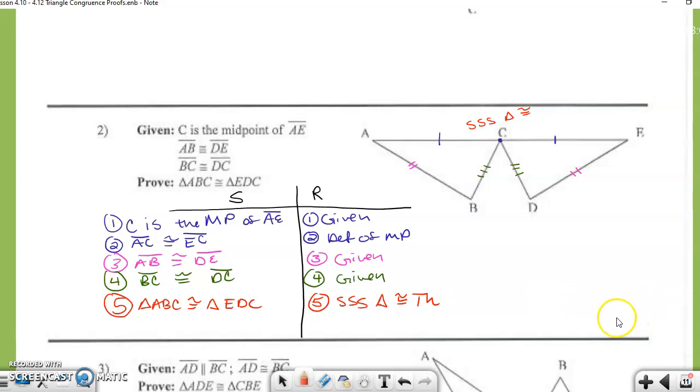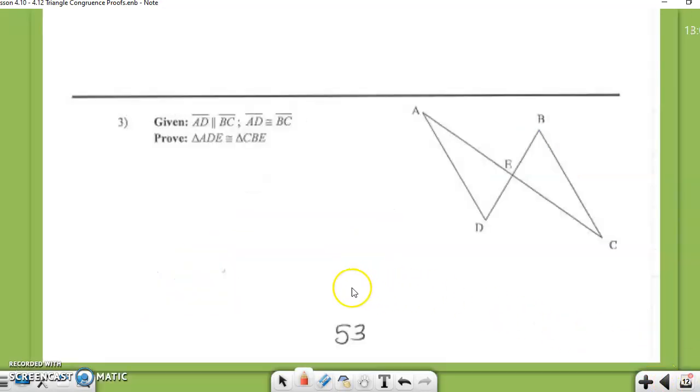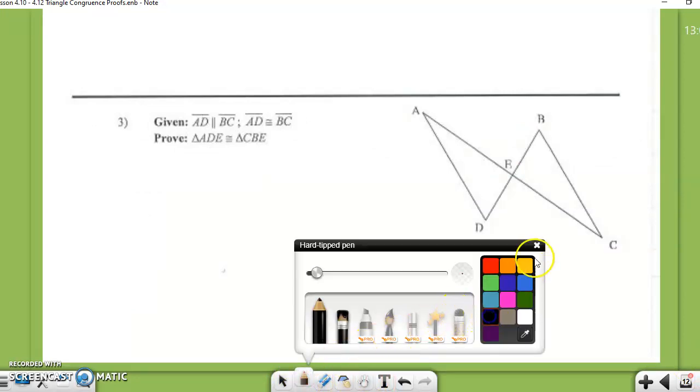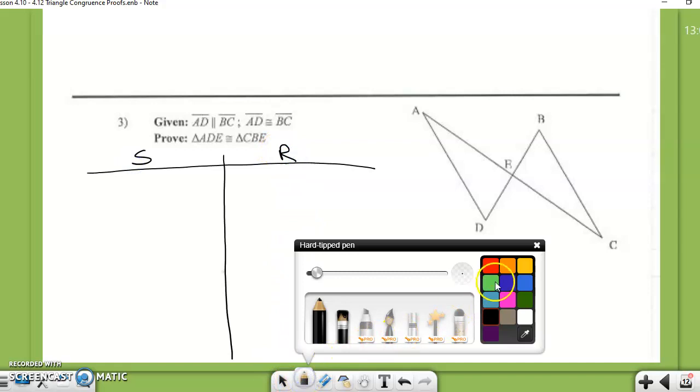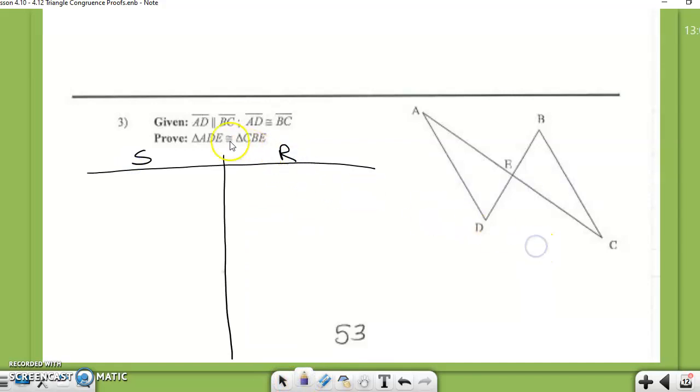Again, you can pause the video to digest that a little bit. And I'm going to move on to the next example. Okay, set up my T-chart. I got to prove those triangles are congruent. I'll have statements and reasons. And let's see. I'm going to start off by trying to digest information they've given me.